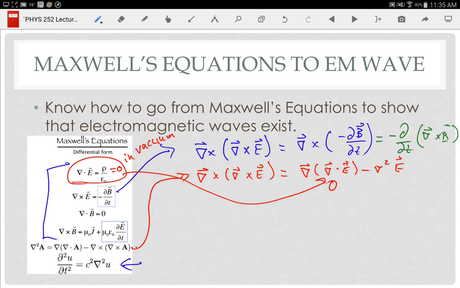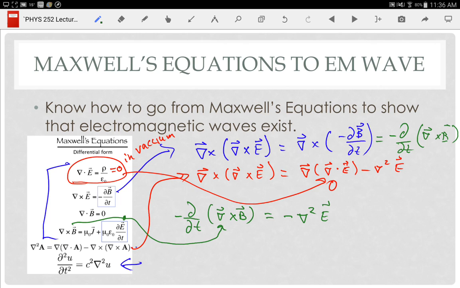So doing everything that I've done, this minus d dt of del cross B is what my del cross E is. And then that's equal to the right side of the equation I had from above, minus del squared E. And now for the final coup de grace. We're going to take this equation and plug it in for del cross B.